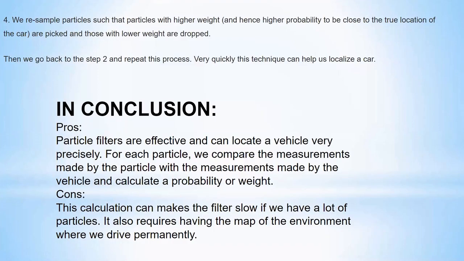Finally, in the fourth step, we resample particles such that particles with higher weight, and hence higher probability to be close to the true location of the car, are picked, and those with the lower weights are dropped. The cycle is then repeated by going back to step 2 with the most probable particles. We take into account our displacements since the last computation and realize a prediction, then a correction according to our observation.